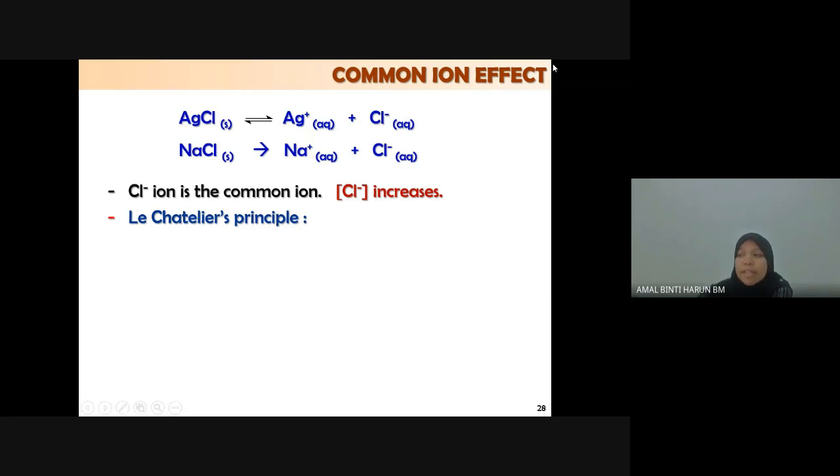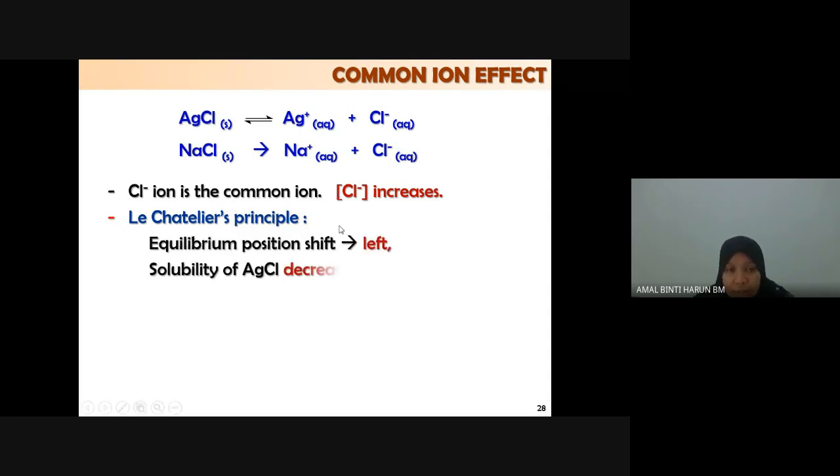So Cl minus, chloride ion, is the common ion. Ion yang sama antara solute dan solvent yang kita nak larutkan tu. So dengan kehadiran common ion, the chloride ion concentration increase, and according to the Le Chatelier principle, it will shift to the left. Kenapa shift to the left? Sebab kalau sebelah kanan, concentration chloride ion tinggi.